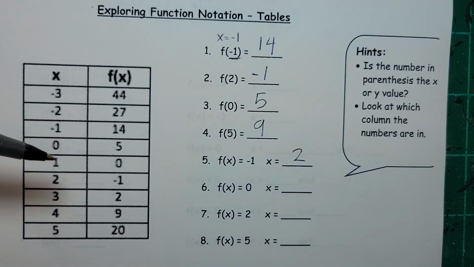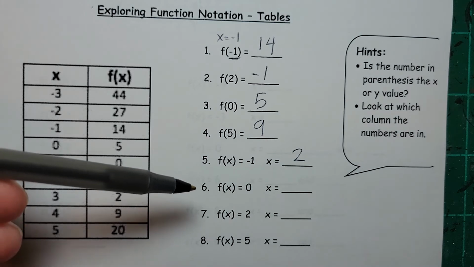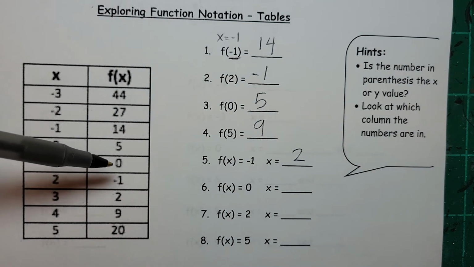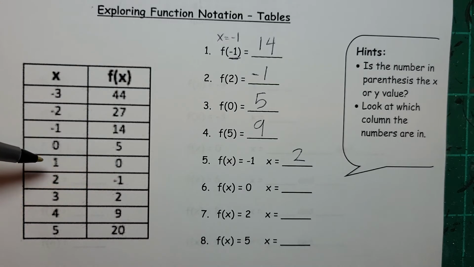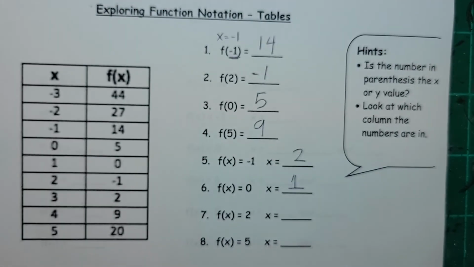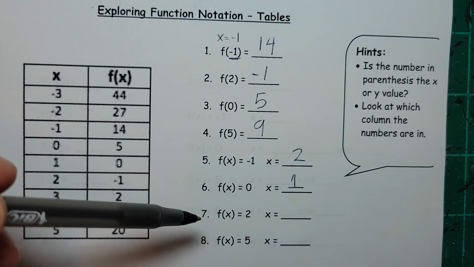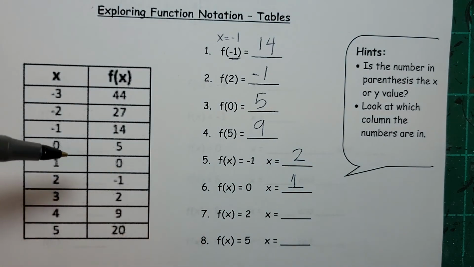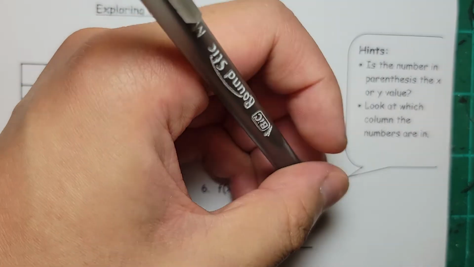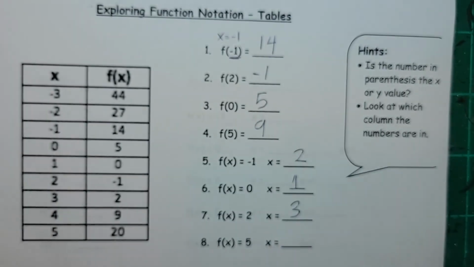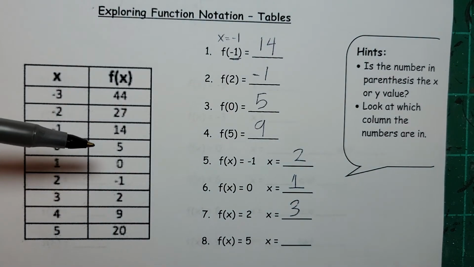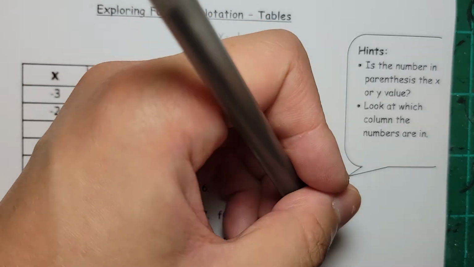This time, on number 6, we have f of x equals 0. So if we look at f of x, go down. When f of x equals 0, x is 1. Same here. When f of x equals 2, x equals 3. And finally, when f of x equals 5, x equals 0.